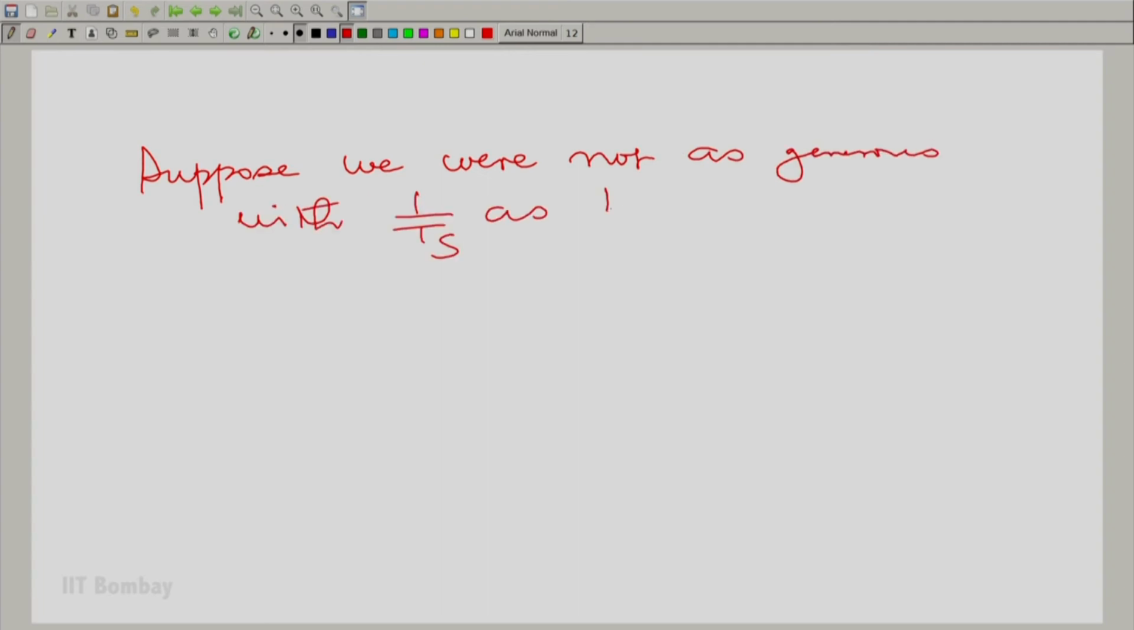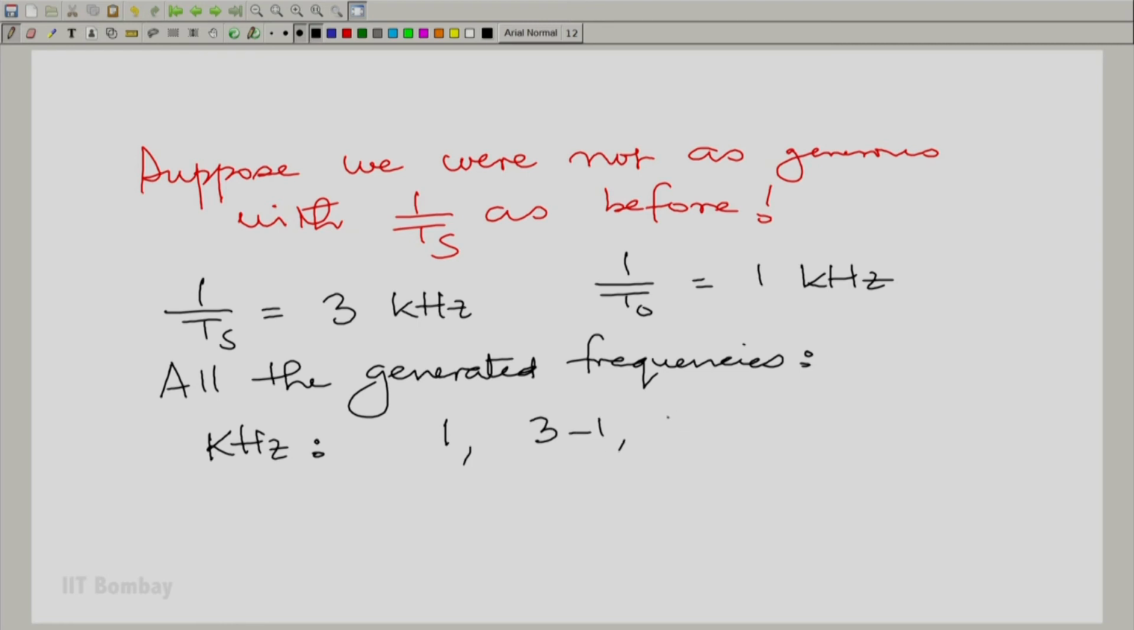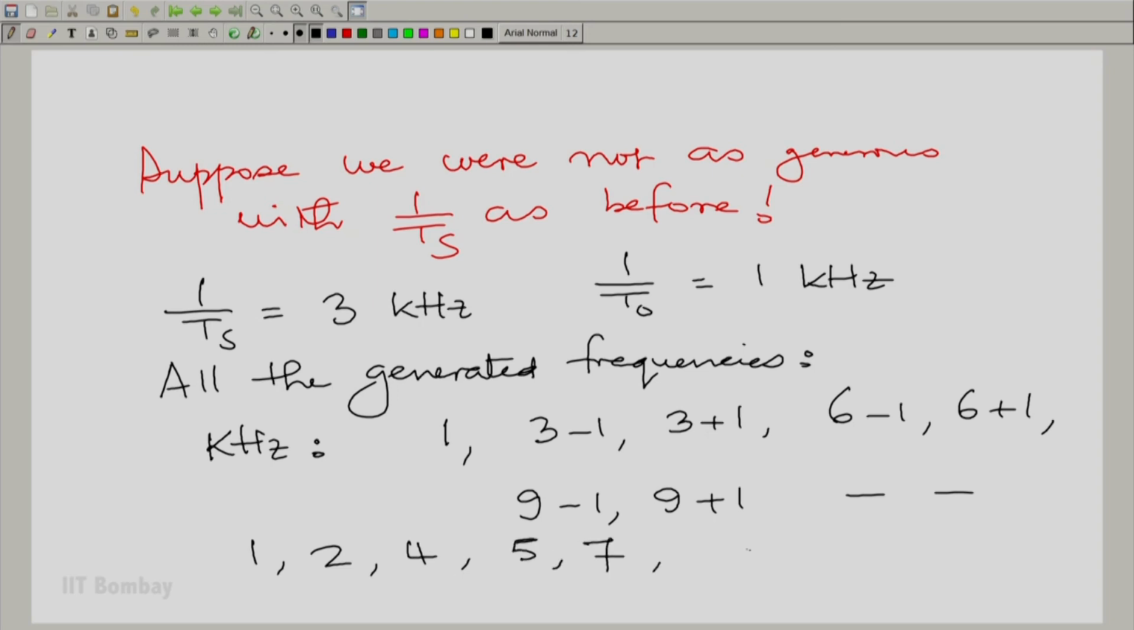So, let us write down that example. What we are saying is, suppose we are not so generous. So, we take 1 by Ts equal to 3 kilohertz and 1 by T0 equal to 1 kilohertz as before. All the generated frequencies, all of them in kilohertz, are: 1, 3 minus 1, 3 plus 1, 3 times 2, that is 6 minus 1, 6 plus 1, 3 times 3, that is 9 minus 1, 9 plus 1, and so on. So, what are we talking about? 1, 2, 4, 5, 7, 8, 10, and so on and so forth. And even with this rather parsimonious choice of 1 by Ts equal to 3 kilohertz, I am able to keep these imposters away from the original sinusoid.